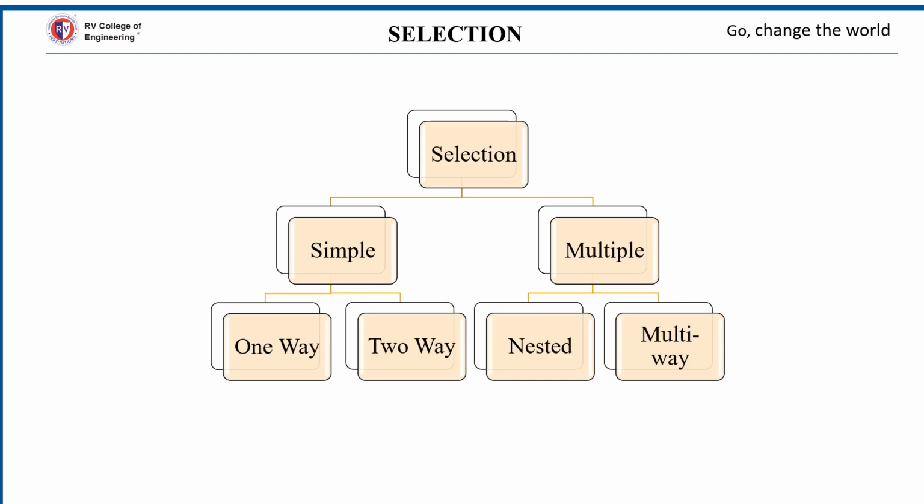Now this selection is classified into simple and multiple. In simple, we have one-way selection and two-way selection. In multiple, we have nested selections and multi-way selections, that is multi-way alternatives.